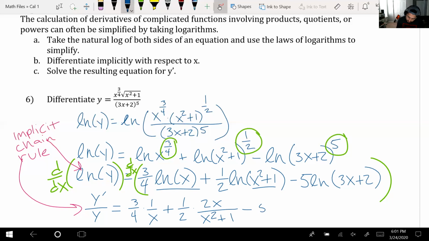Minus 5 times, again, chain rule derivative on this natural log. We want the derivative of the inside function, 3x plus 2, which is going to be 3 over the original inside of 3x plus 2. Now, the derivatives are done. Now it's just cleanup time.